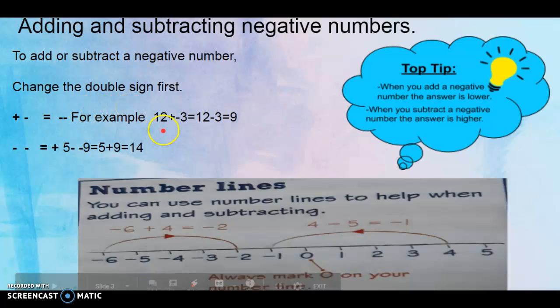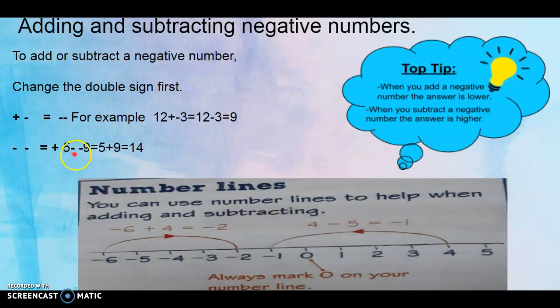For example, 12 add minus 3, double sign. To change it into a single sign, we have to follow the rules. The rule is positive and negative equals negative. Positive and negative equals negative. So change the sign. 12 minus 3 equals 9.